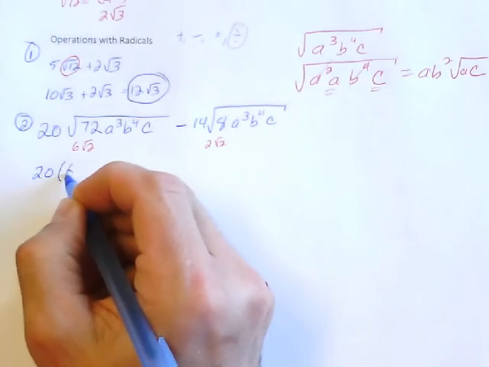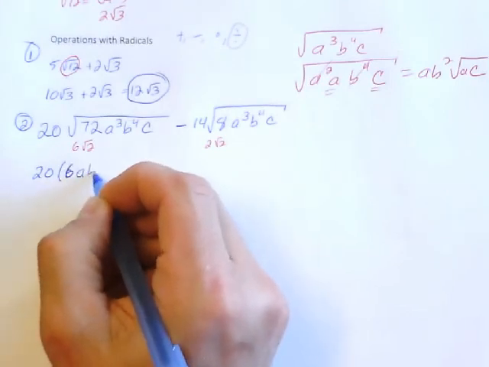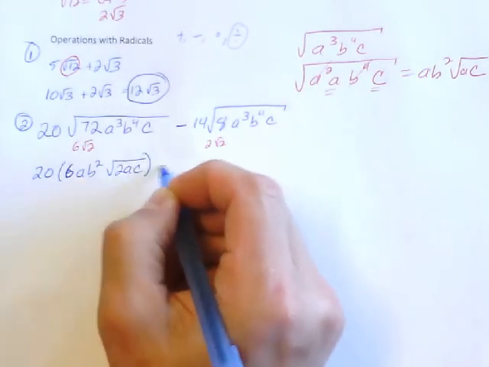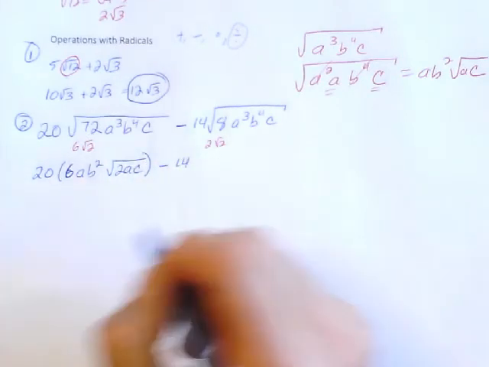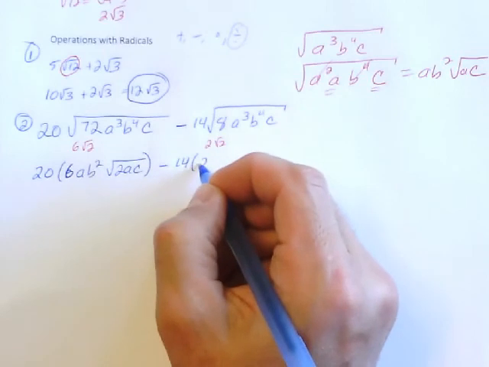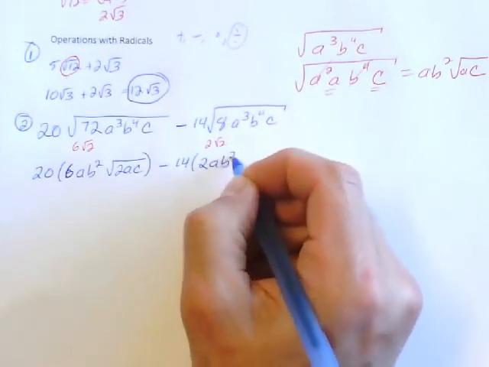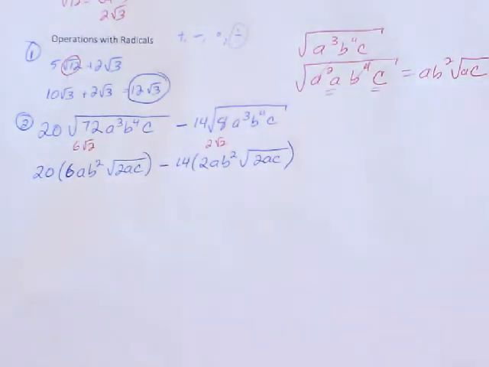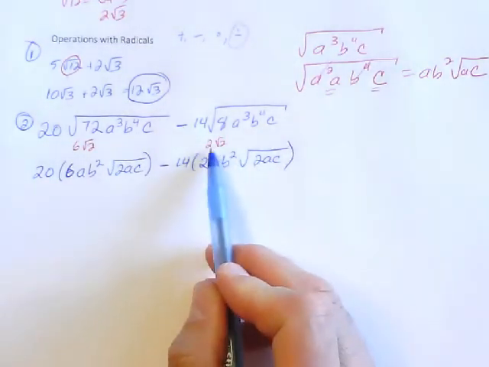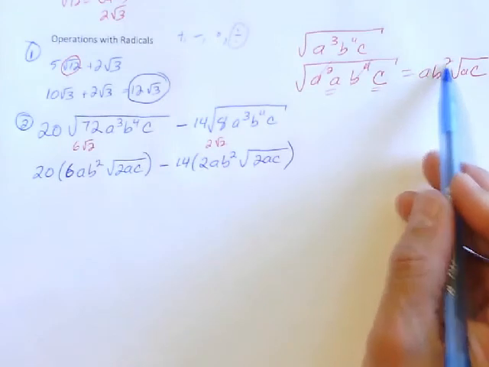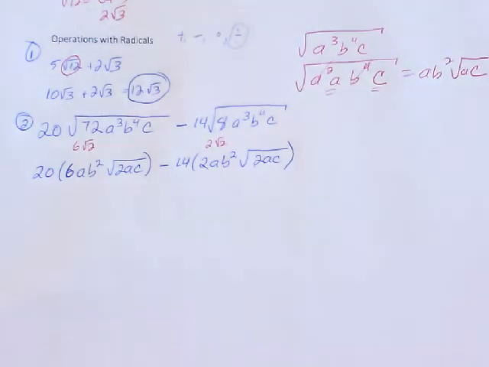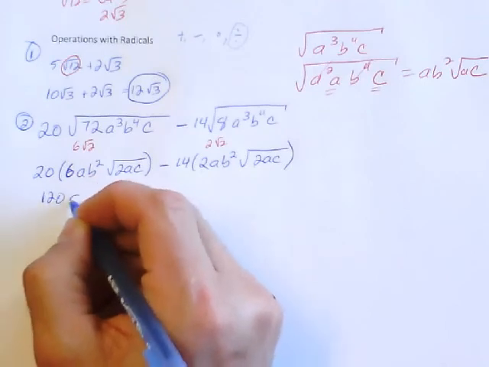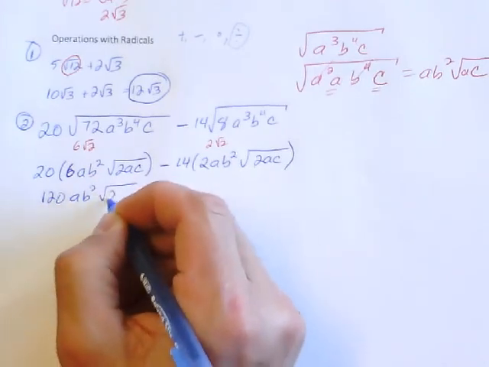So we're going to have 20 times 6 ab squared radical 2ac minus 14 times 2ab squared radical 2ac. The 2 on the inside came from this 2, the 2 on the outside came from that 2, and then the ab squared rad ac came from over there.